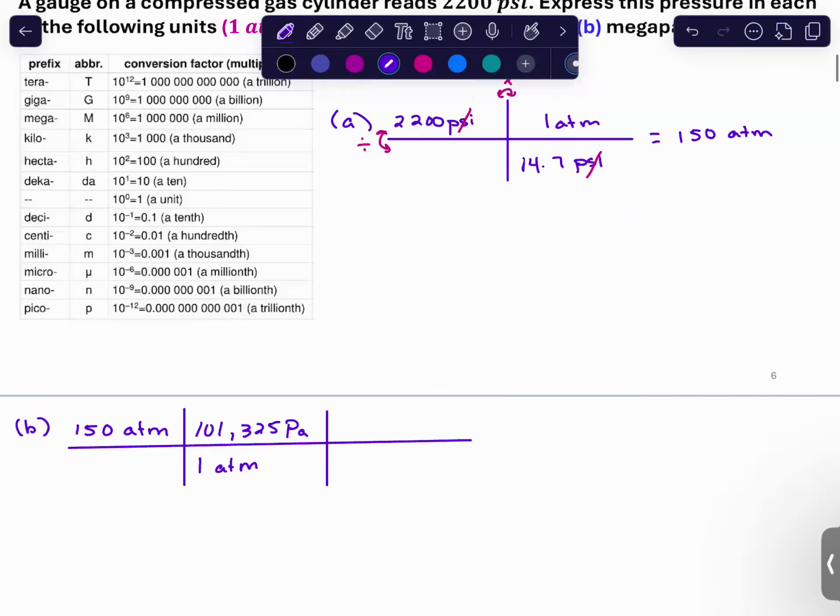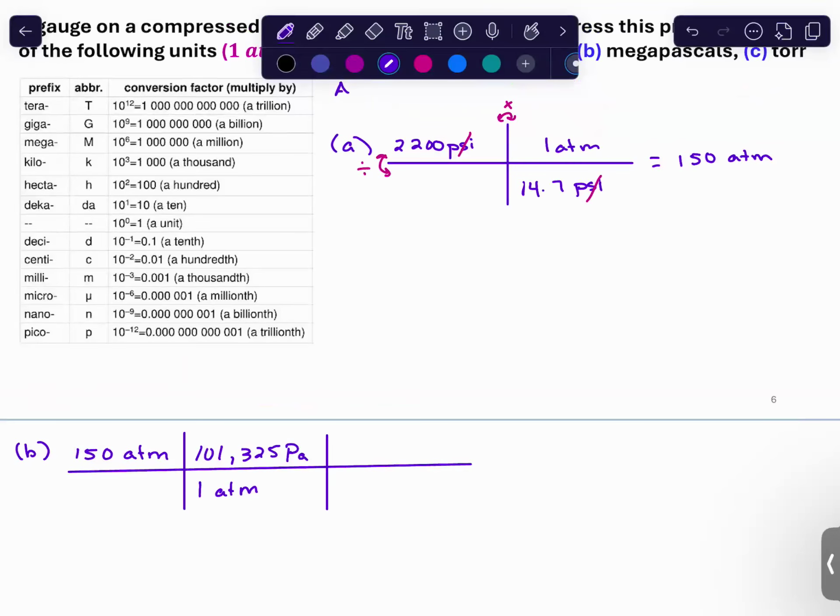And then how do I go from pascals to megapascals? Well, let's do an actual conversion. So look at the table here. Mega is your capital M. So I see that there are 10 to the 6th pascals in 1 megapascal.